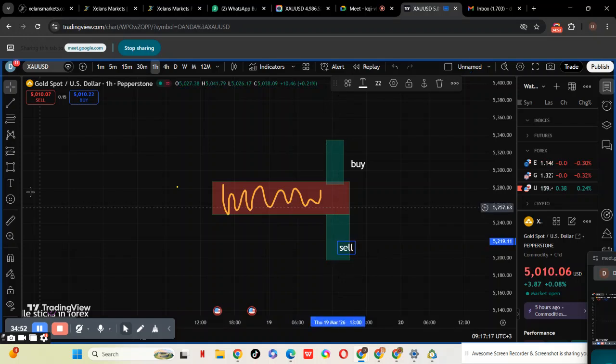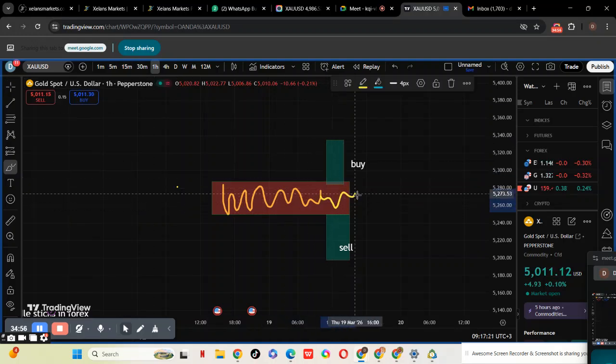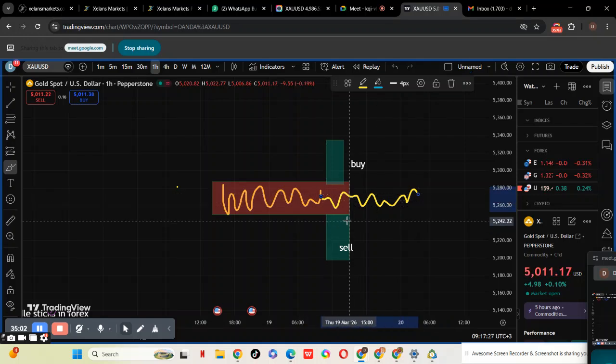What happens if this market continues to dance within this region? We sit back and wait for the market to give us a breakout. So once the candle closes above, we should buy. When the candle closes below, we should sell. Do you sell immediately? Do you buy immediately?